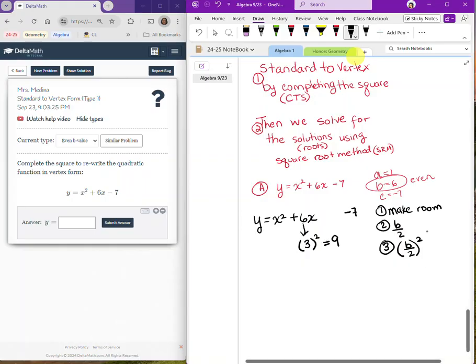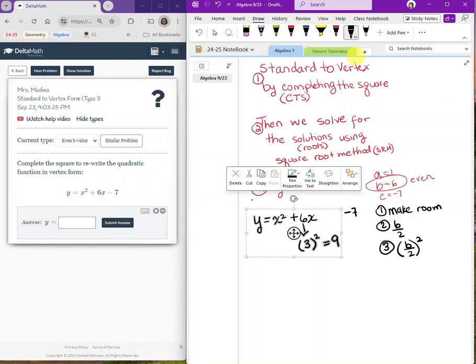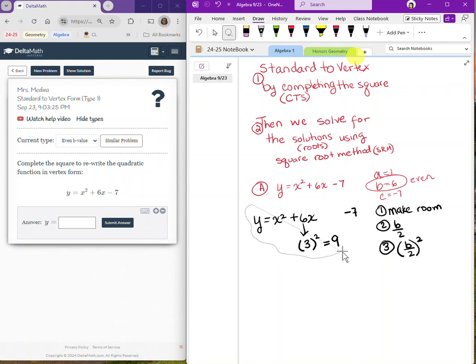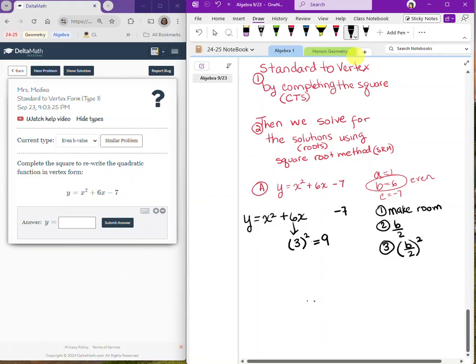Once we have this, watch what we're going to do. I think I might need to move this a little bit. A little bit this way. Here we go. Okay. Change the color. The 9 is going to go here. It's a positive 9, so we're going to say plus 9.